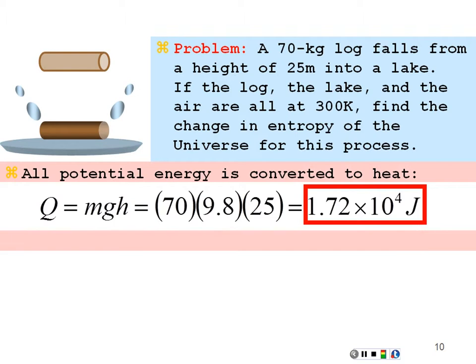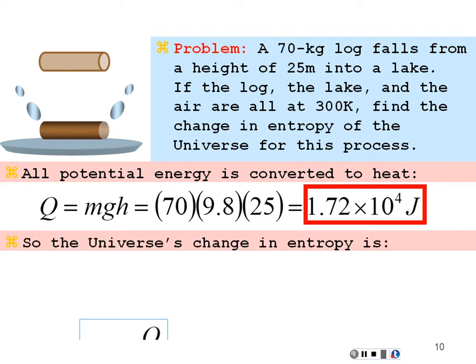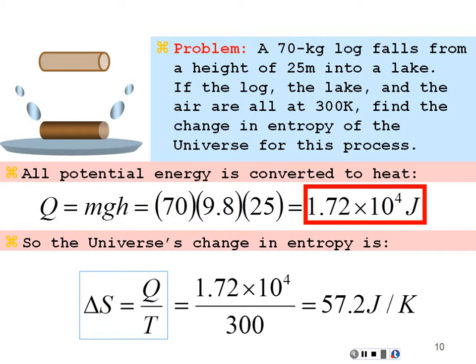So our entropy change is going to be this heat over that temperature: 1.72 times 10 to the 4 joules over 300 Kelvin, 57.2 joules per Kelvin. And that's a positive value, so we have gone towards more disorder. This is a process that possibly could actually take place.